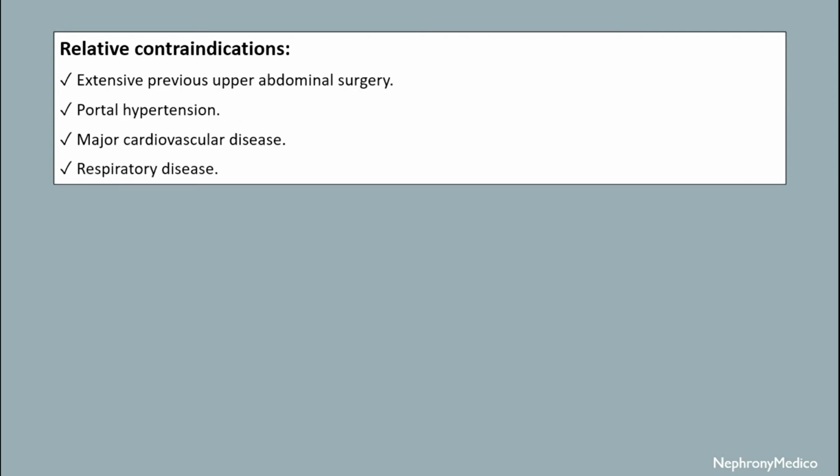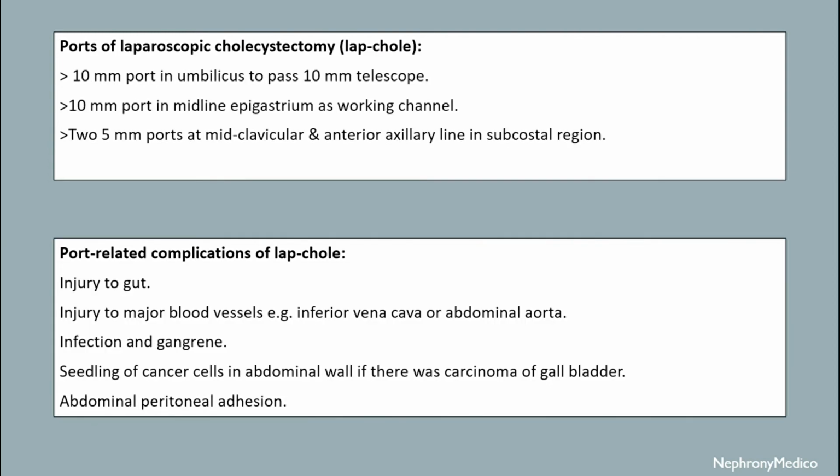Now, what are the relative contraindications? These include extensive previous upper abdominal surgery, portal hypertension, major cardiovascular disease, and respiratory disease. The ports of laparoscopic cholecystectomy. First is the 10 mm port in umbilicus to pass the 10 mm telescope, 10 mm port in midline epigastrium as a working channel, and two 5 mm ports at midclavicular and anterolateral line in subcostal region.